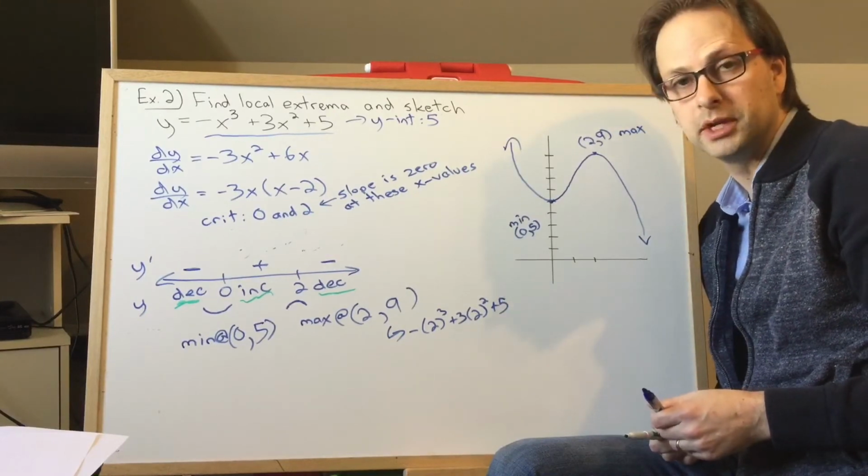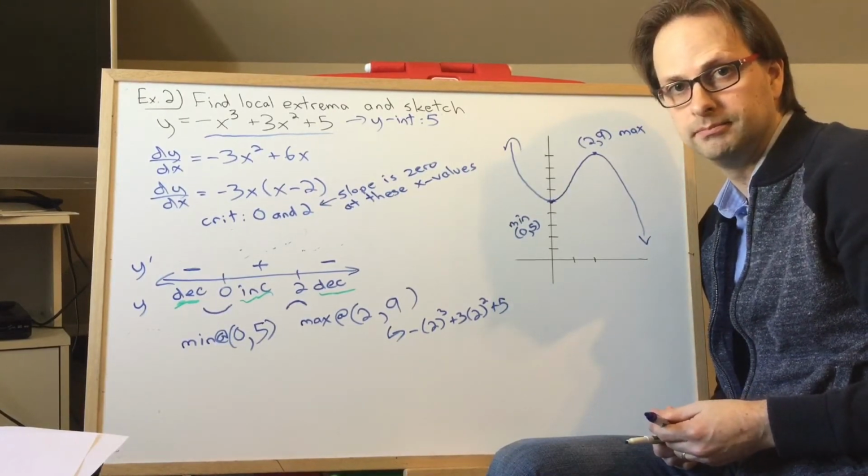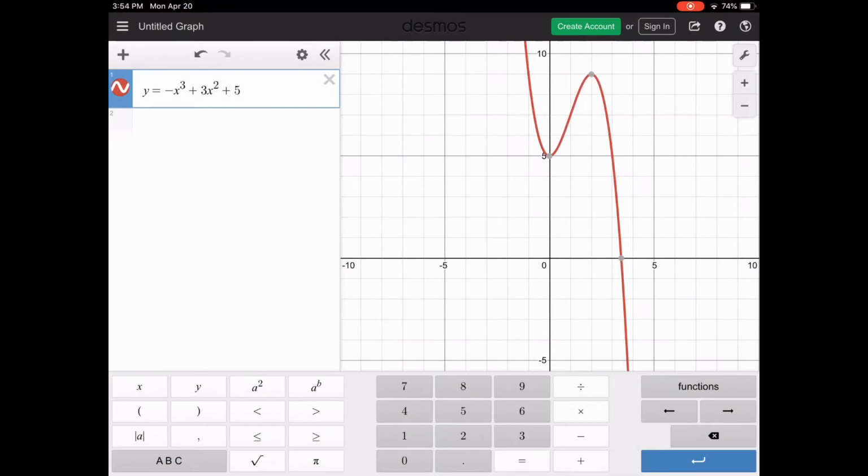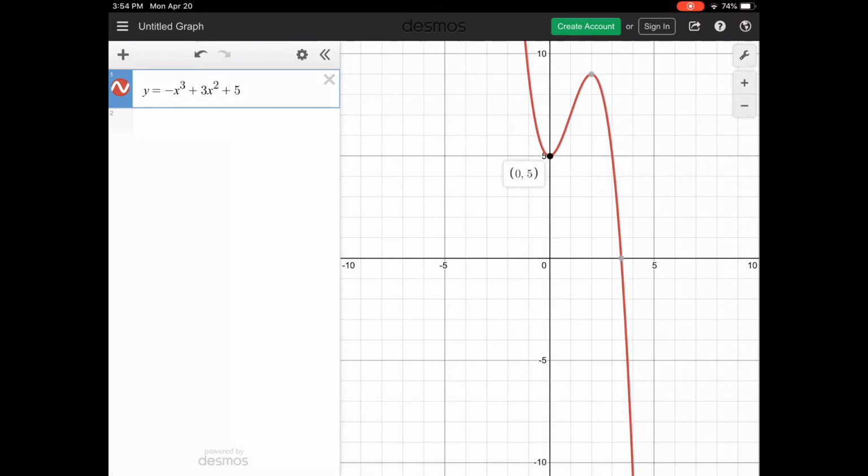Let's check Desmos to make sure that our graph is okay. So once again, it looks exactly like what we graphed. If I click on these points, we can find out min at 0, 5 and a max at 2, 9.